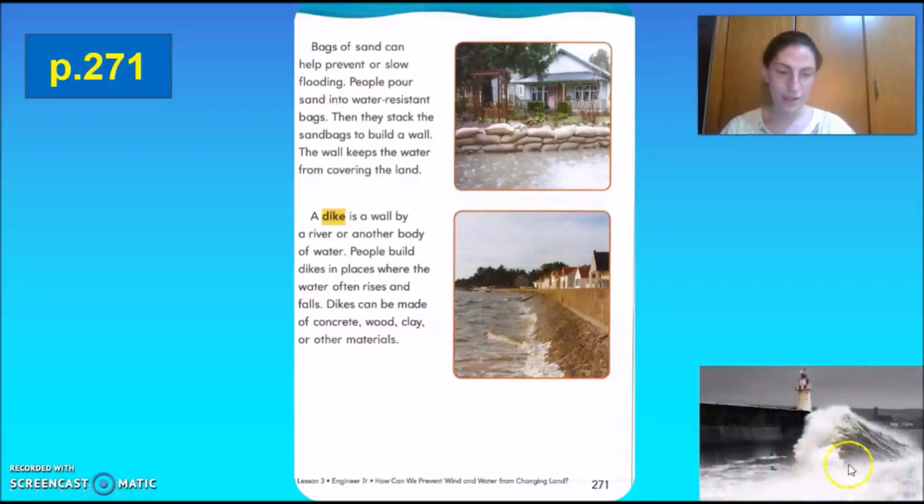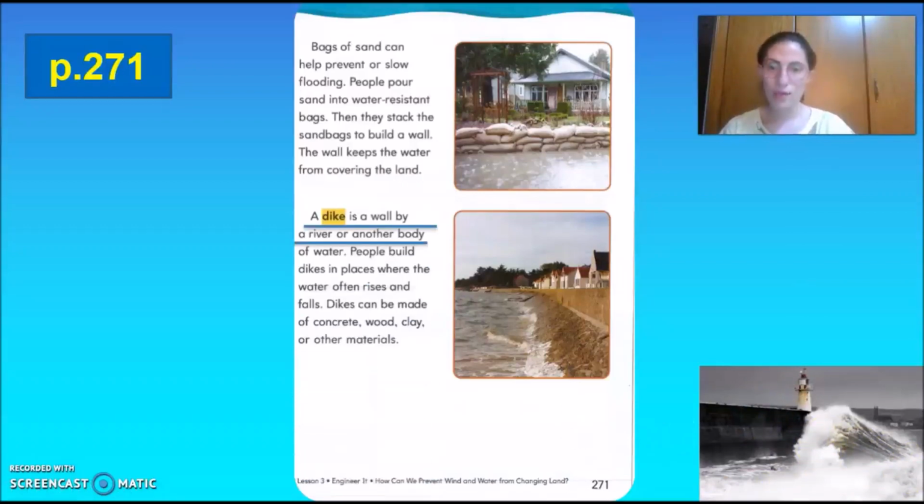Great. And this is a dike. See? So the large wave, what happened? The large wave was rising up. It crashed into the dike. Now it will fall back into the water instead of covering the land. Clear so far? Great. Let's move on.